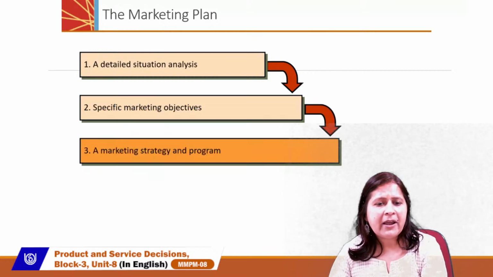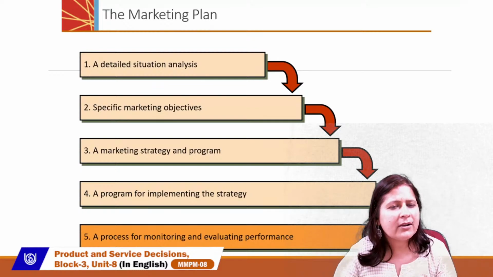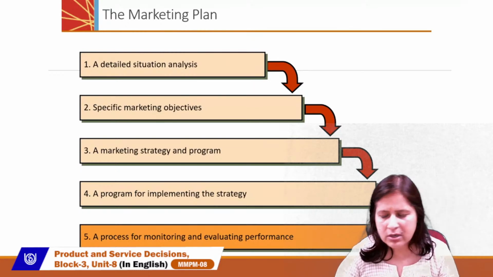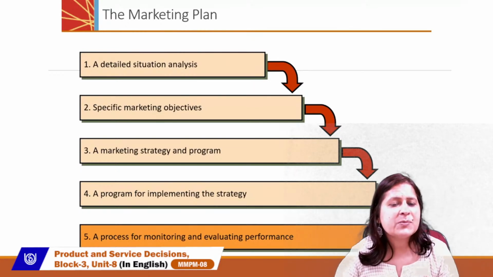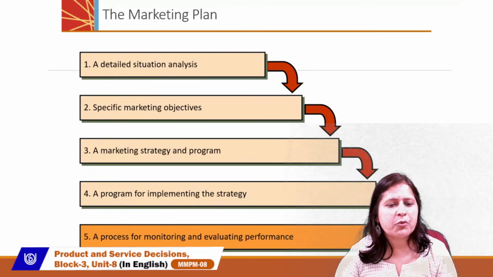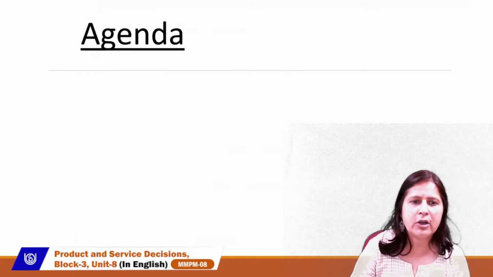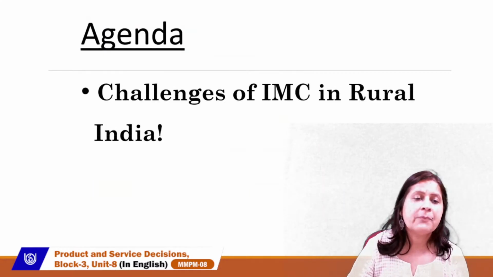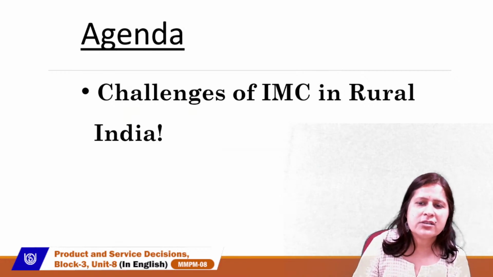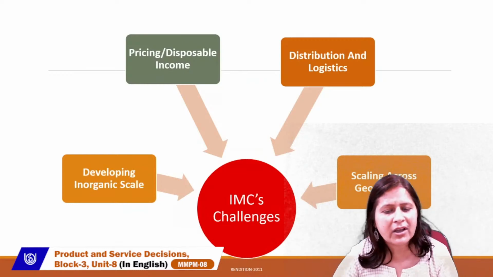A marketing plan requires many steps, like a detailed situational analysis. It is required that you should have a detailed situational analysis, right? Specific marketing objectives should be there, a marketing strategy and program, and then the implementation of strategy and monitoring and evaluating the performance. There are certain challenges of IMC in rural India. What are the challenges of IMC?